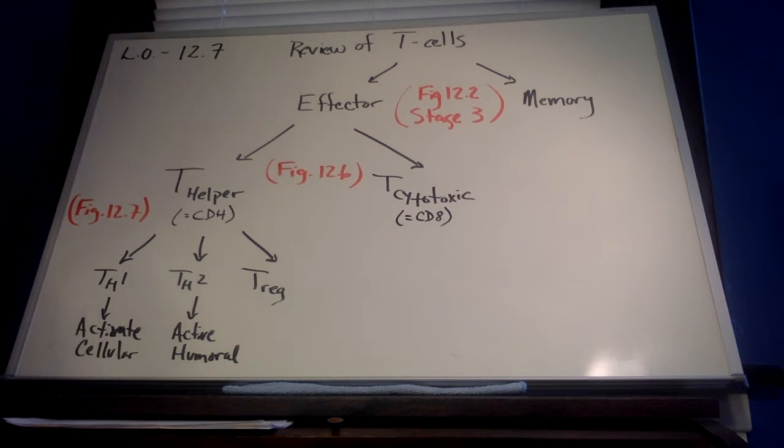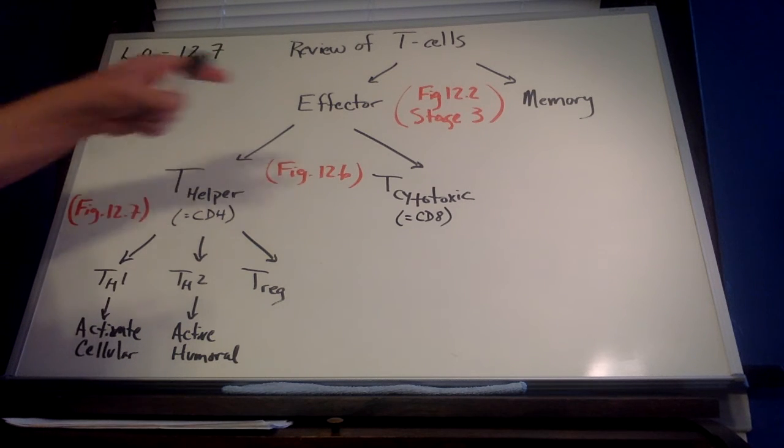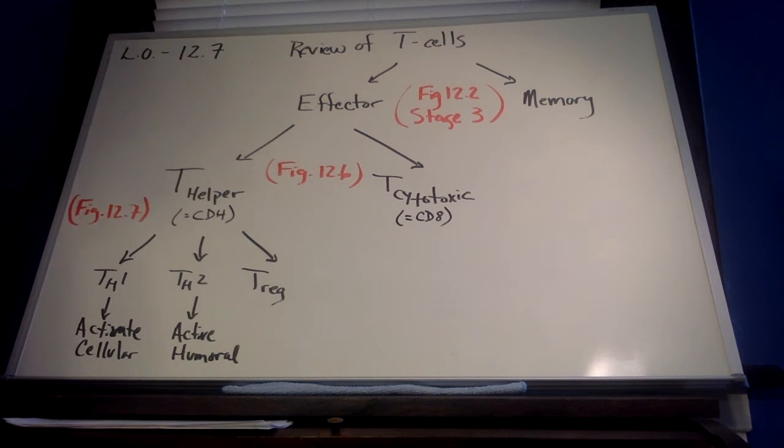Okay, in this section, we're going to talk about the cellular adaptive immune response. So learning objective 7 says to describe the cellular branch of adaptive immunity and name the key effector cells. In a sense, we're going to do a quick review of T cells from the introduction that we did last week. T cells can be broken into effector and memory cells.